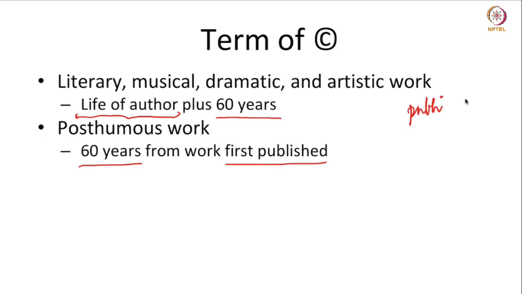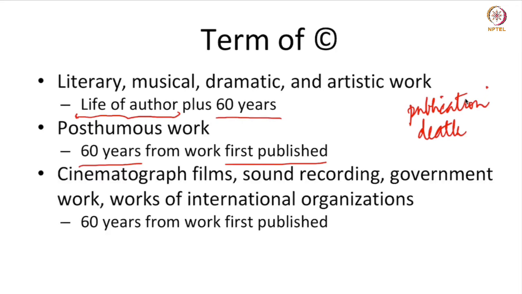So we reckon the 60 years from either publication or from death. So the 60 years starts either from the publication when it is first published, or if there is an author, especially for literary, musical, dramatic and artistic work, it includes the life of the author, and the 60 years starts after the death of the author.